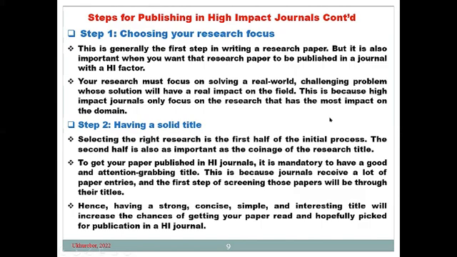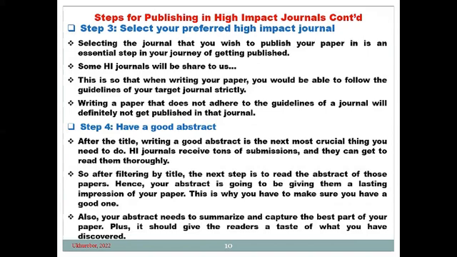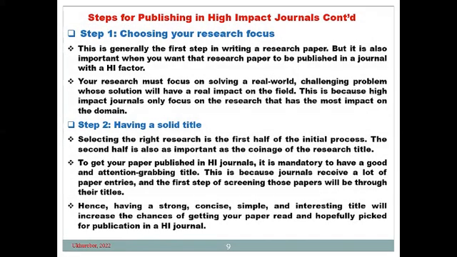You must choose a research focus. Sorry, it's coming up. Okay, you must choose a research focus. First, that's the first thing you must do. The broad area: what am I going to work on?